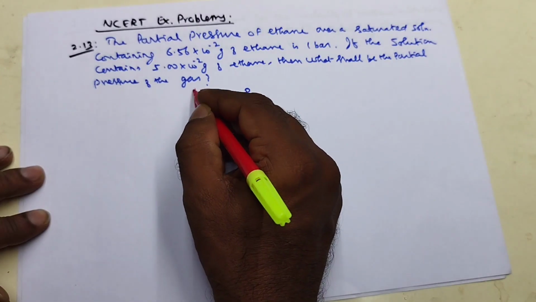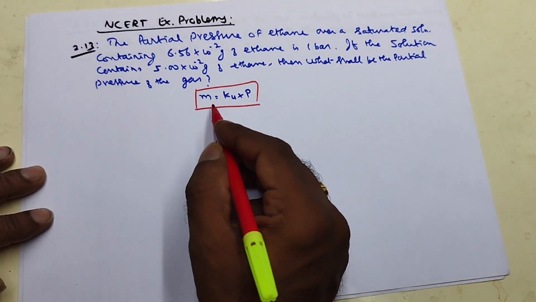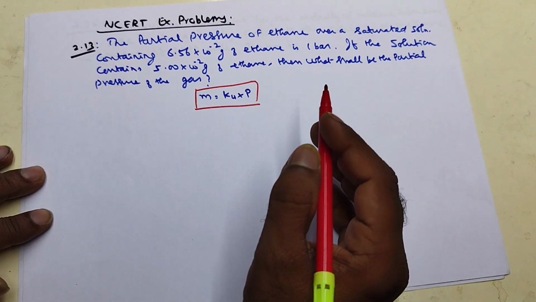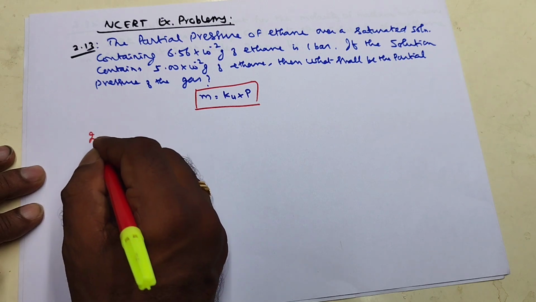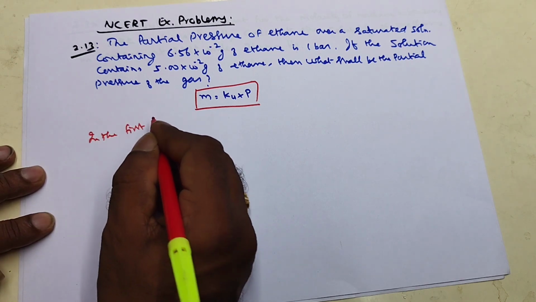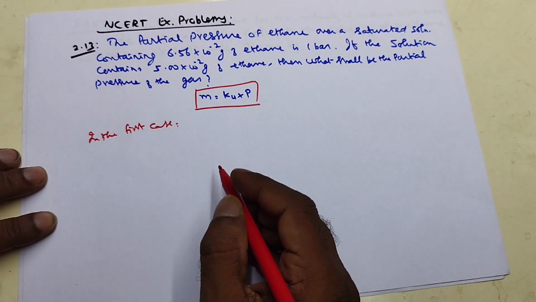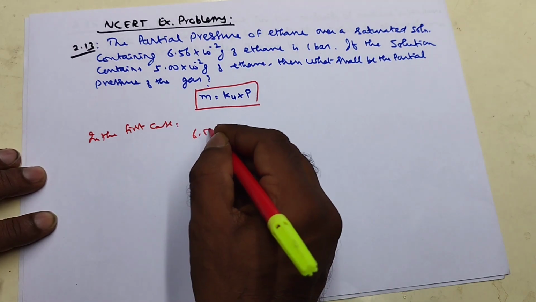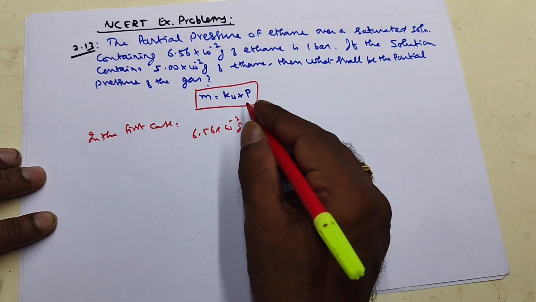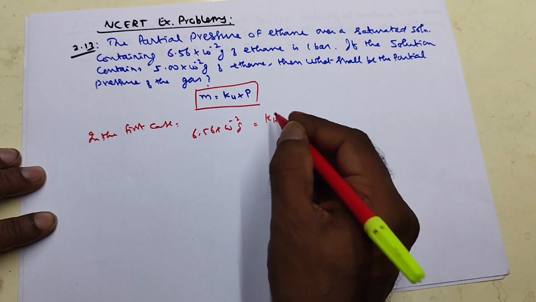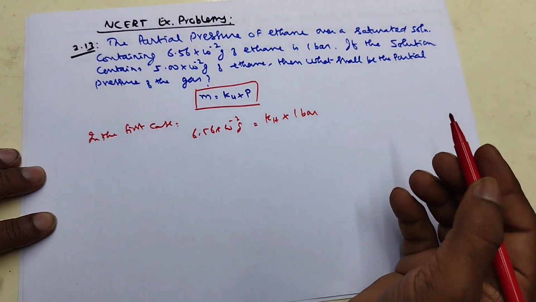So we have to write the formula. Mass is directly proportional to the partial pressure of the gas. Mass is equal to Kh into P. If we use the formula, there are two cases. In the first case, mass is given as 6.56 × 10^-2 gram, which is equal to Henry's constant into partial pressure, which is given as 1 bar. This is the first case.